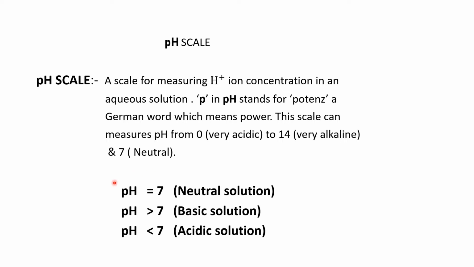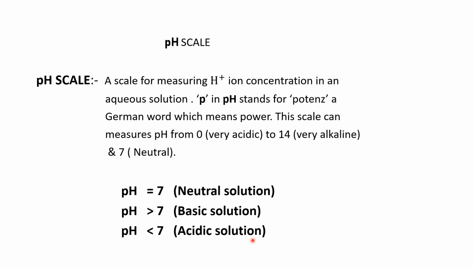Okay, now let us see what happens to the pH when there are different solutions. If a solution has pH equal to 7, then that solution is regarded as a neutral solution. If a solution has pH greater than 7, then it is a basic solution. If a solution has pH less than 7, then it is regarded as an acidic solution.